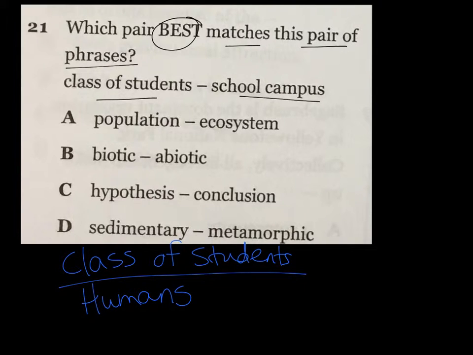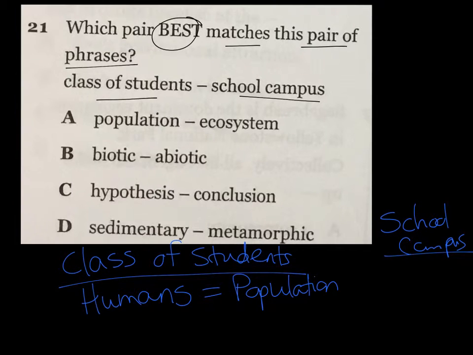So if all of you are humans, are you the same species? Yeah, you're the same species. So you're a group of the same identical species. So what would you be in this case? Great job. You would be a population. And then when we go to the school campus, what makes up the school campus? Okay, the classes. What else? Teachers, building, the grass outside, all that stuff, right?